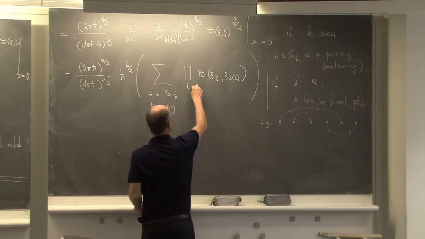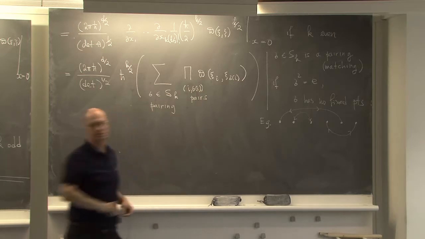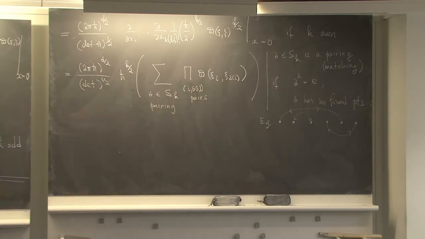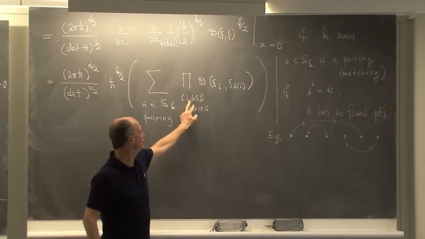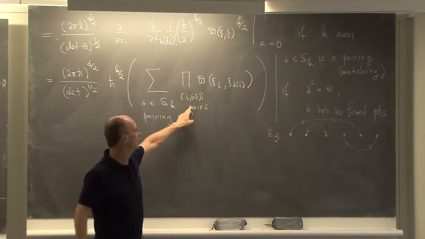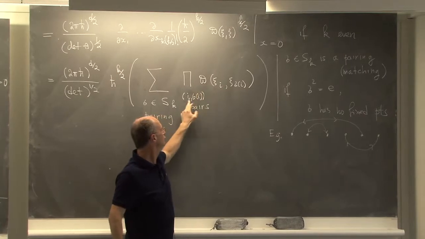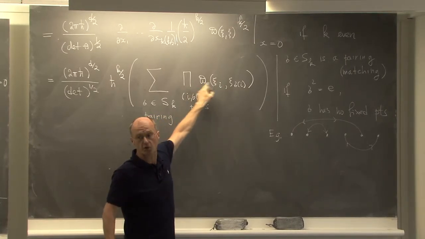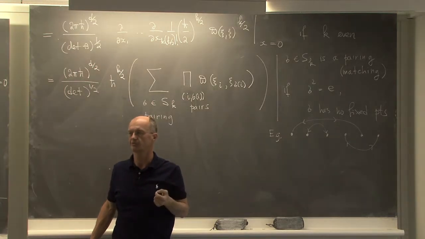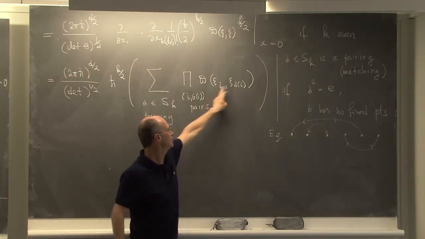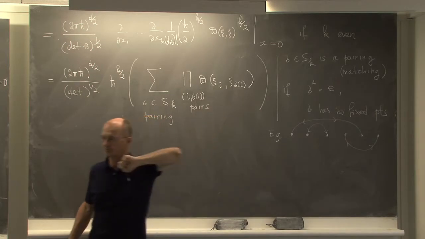Right? So this is i, sigma of i pairs. So the product of pairs. So this is well defined. It doesn't matter in which order the elements of a pair come into this set, because warp I is a symmetric bilinear form. So it doesn't matter whether sigma i or i come first.